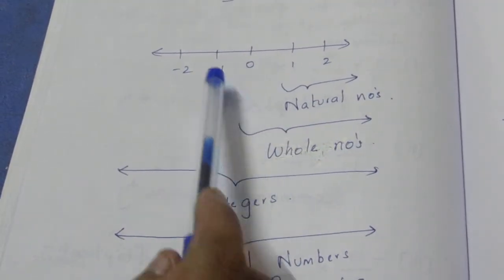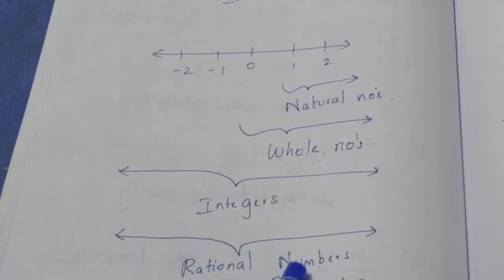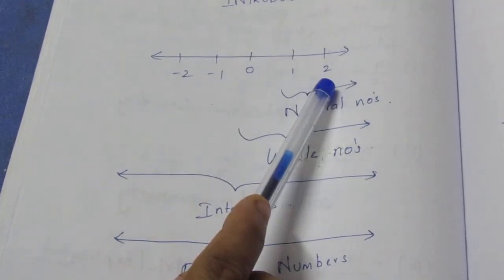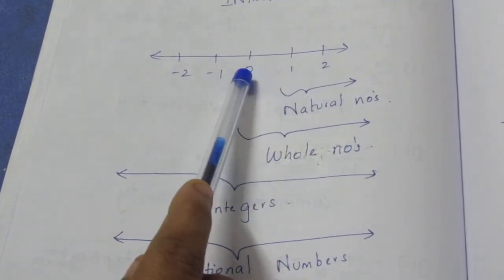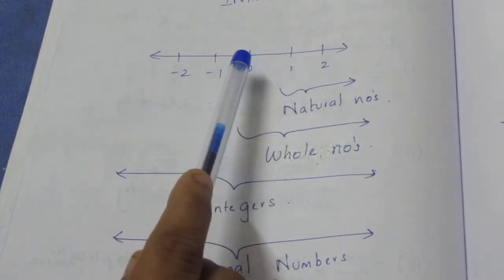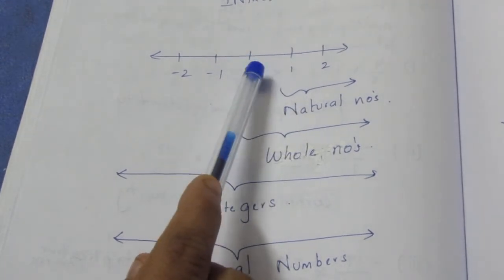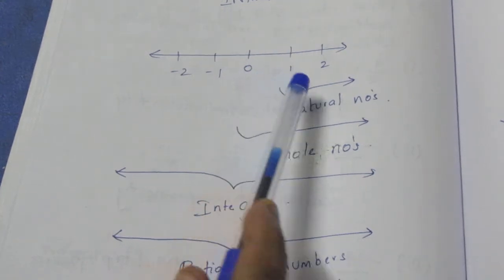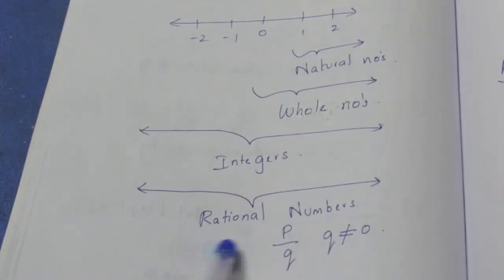In the same way, in between these numbers we have rational numbers. Even these numbers are rational numbers, and also we know that in between 0 and 1 we have half. In between 0 and a half we have a quarter. Those numbers are also called rational numbers.